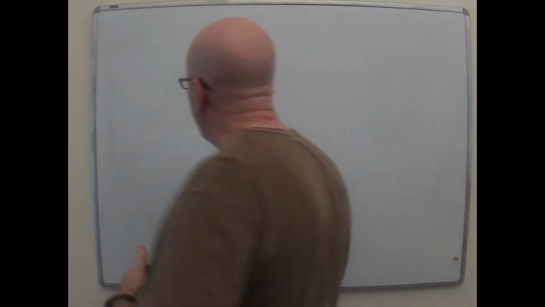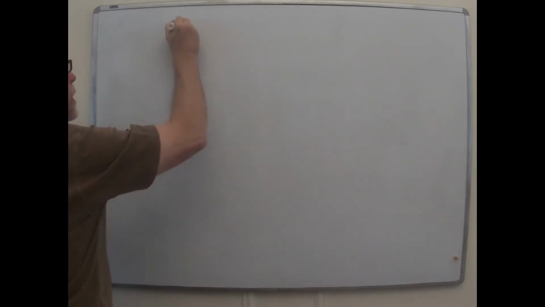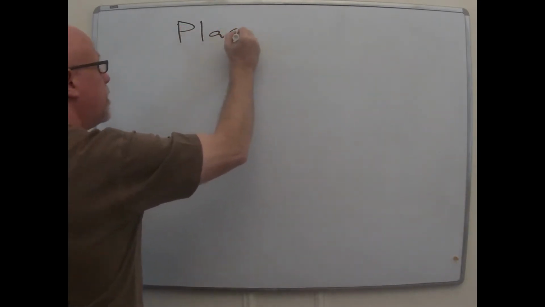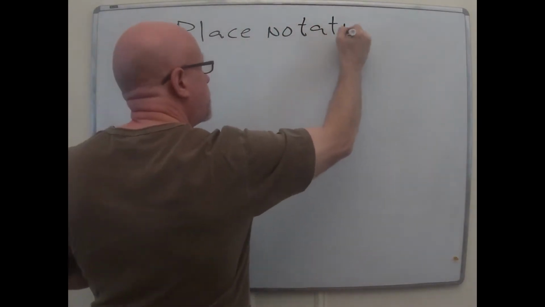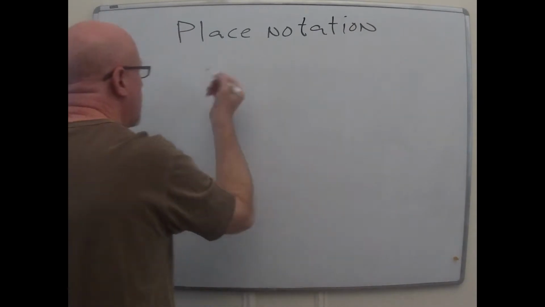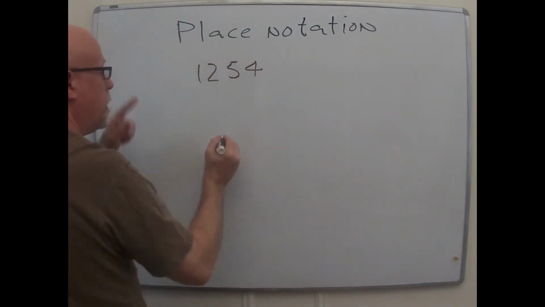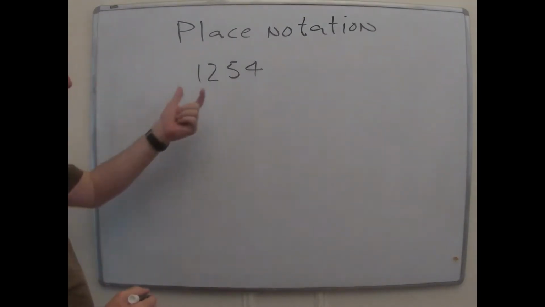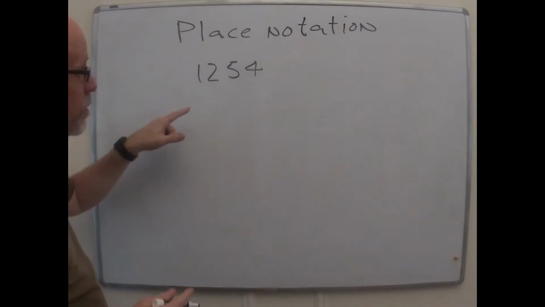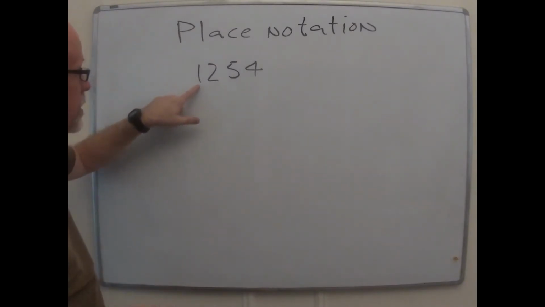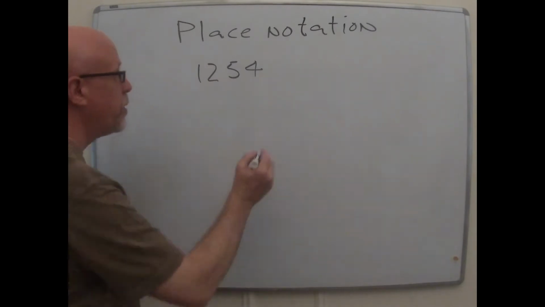So the starting point for base N notation was thinking about the meaning of what our place notation is with ordinary base 10 numbers. If I have something like 1, 2, 5, 4, the positions of these digits mean that some of them are more important than others. The 1 up front is in the thousands place. The 4 at the end is only in the units place.